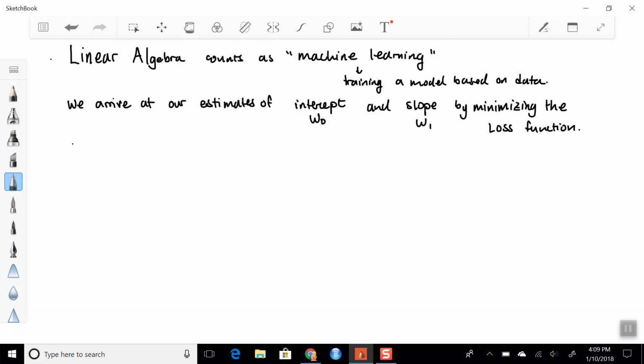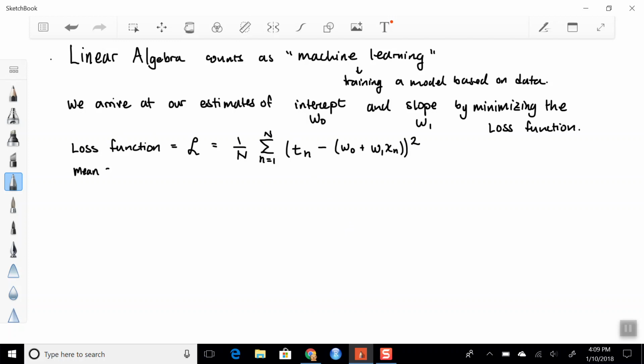And the loss function we define to be the average or the mean sum of squares residual, which is going to be the difference between each observation's output, the t sub n, and our textbook uses t rather than y, minus our fitted value, w0 plus w1 x sub n, squared, from n equals 1 to capital N. Okay, so this is our loss function. This is our mean squared residual.